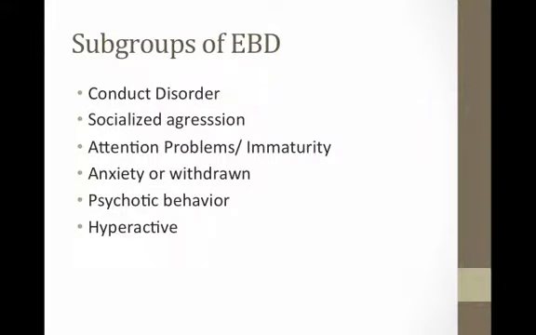There are 6 subgroups of EBD. The first is conduct disorder, and this is when students seek attention or are disruptive and act out. The second is social aggression. Students with this will join a group of other students that are openly disruptive to peers, teachers, and parents.